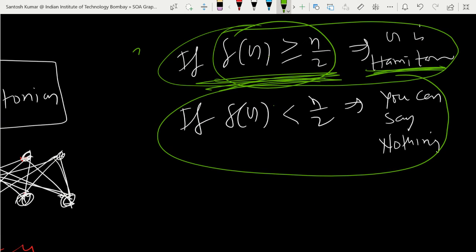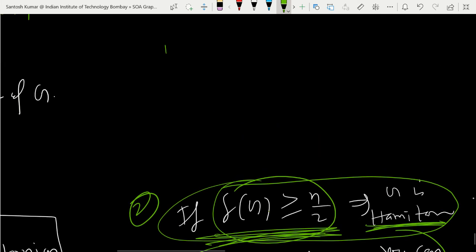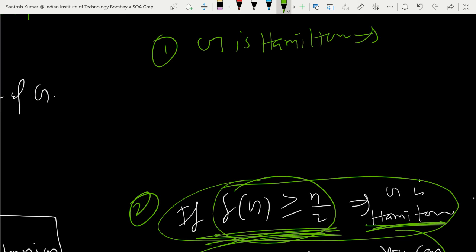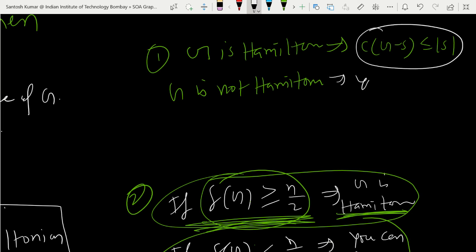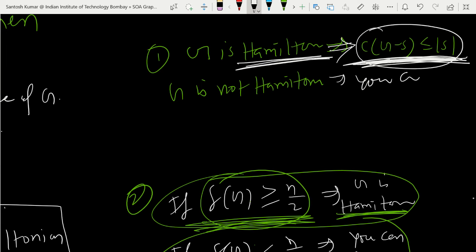So I would like to repeat the first one. This was our second; the first one was: if G is Hamiltonian, then the number of components in G minus S will be less than or equal to mod S. If you say G is not Hamiltonian, then you cannot comment anything about this result. So if Hamiltonian, then this holds. If not Hamiltonian, then you cannot say anything about this inequality. This is just one way.